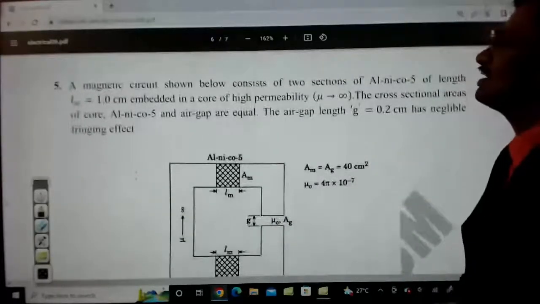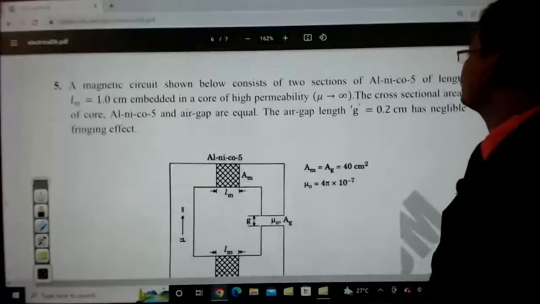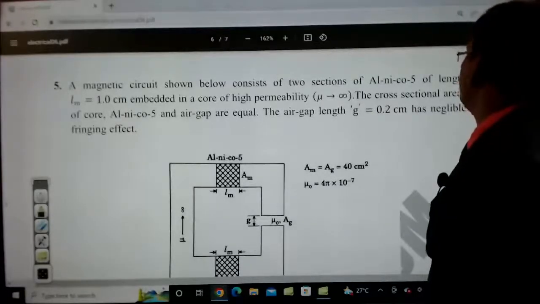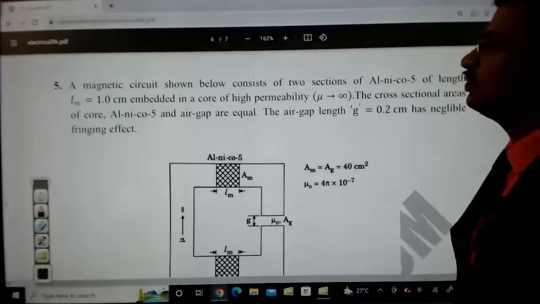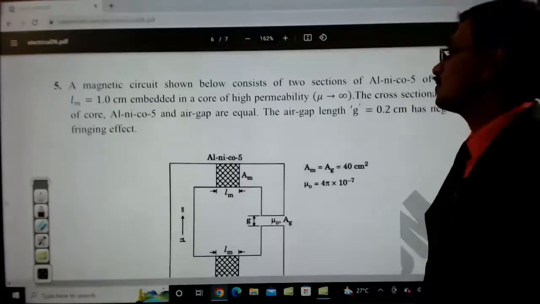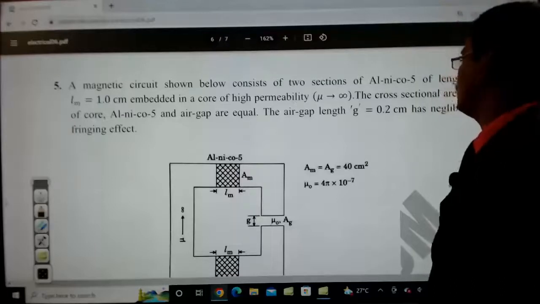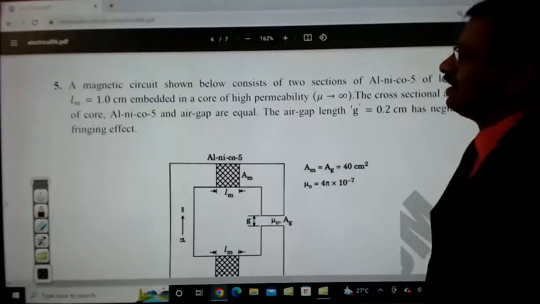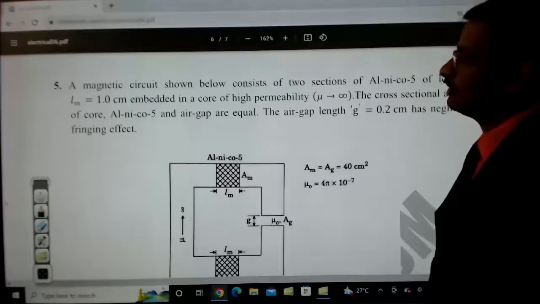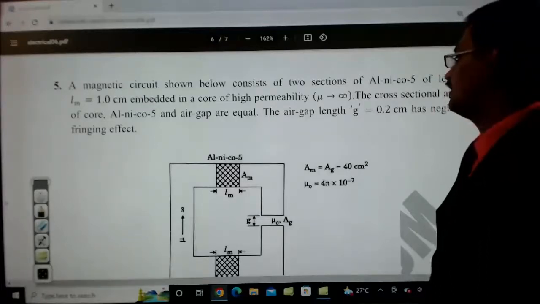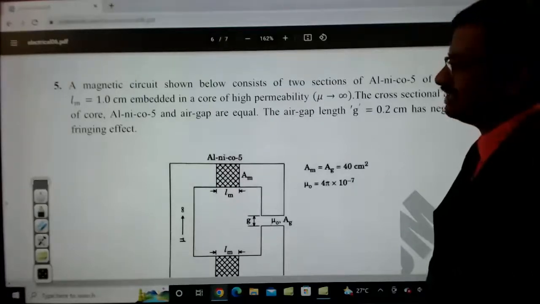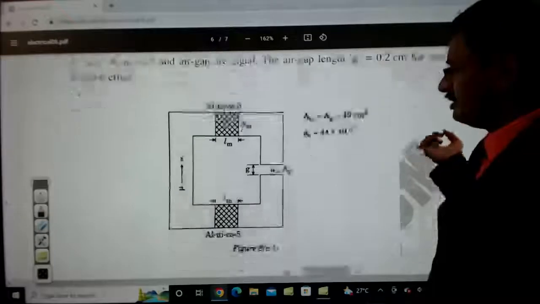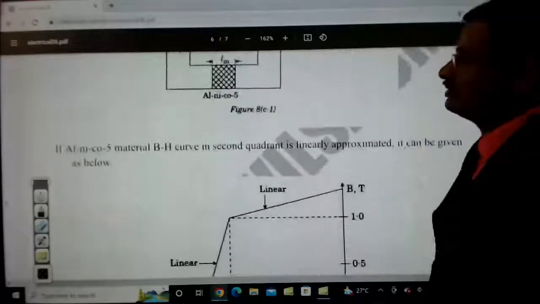And this is a magnetic circuit, shown below, which consists of 2 sections of aluminum nickel cobalt of length Lm equal to 1 centimeter embedded in a core of high permeability, and the cross sectional areas of the core and air gap are equal. The air gap length G is equal to 0.2 centimeter and has a negligible fringing effect, right? And this is the transformer related question.